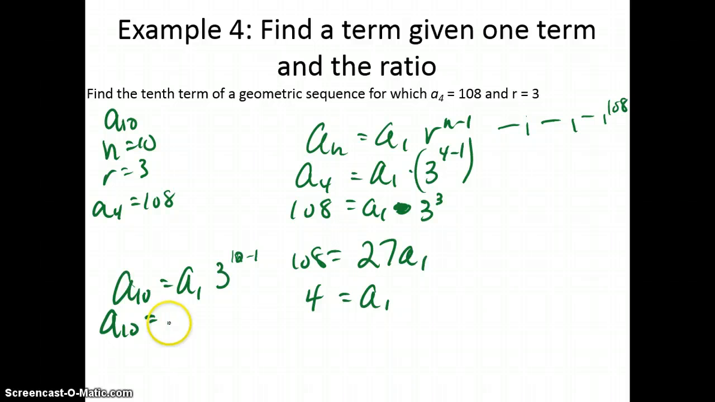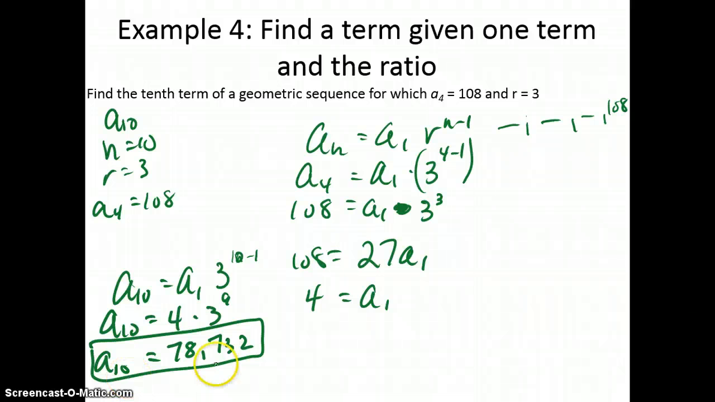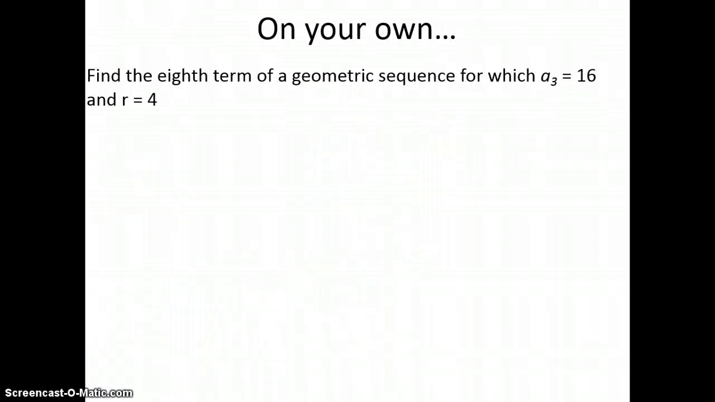So you have to find a sub 1 at some point. So this is a sub 1 plugged into the formula. And doing the math, we get a sub 10 to be 78,732. I want you to try this one on your own, so go ahead and hit pause, try it, and then come back.